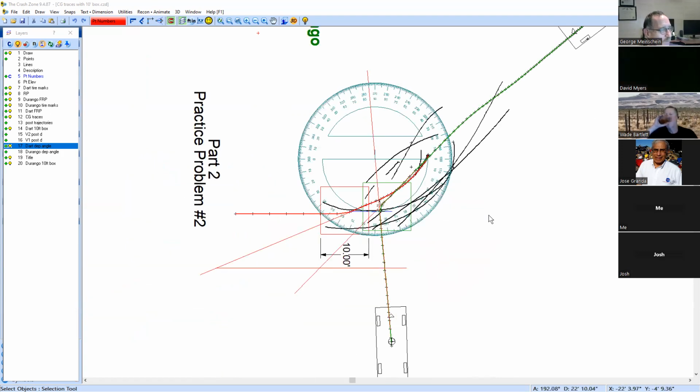All right. Now my drawing's a complete mess. Yeah, I can see.